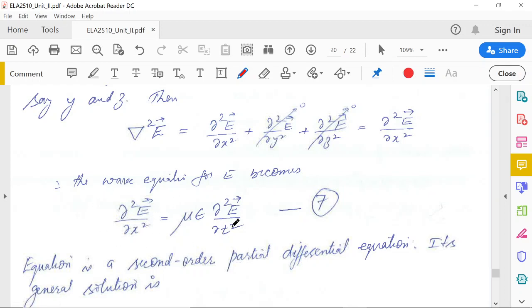So what might be the solution? Can you guess some function which will be the solution of this equation?